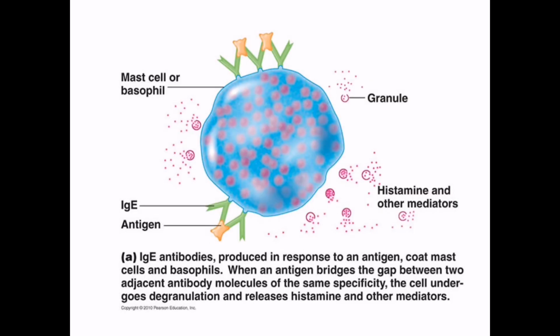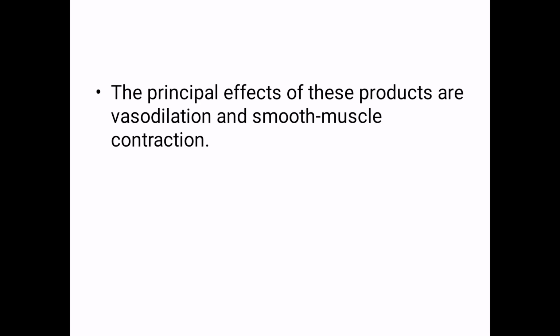This is the mast cell, and the green one is the IgE, and this is the allergen or antigen. The mast cell is activated and releases its granules. The principal effect of these products is vasodilation and smooth muscle contraction.